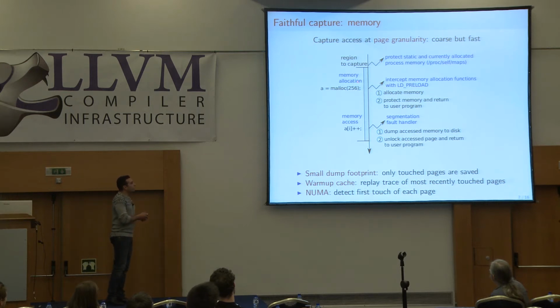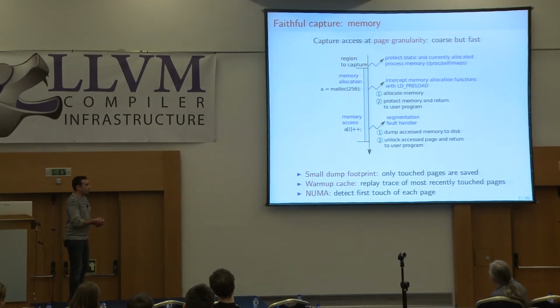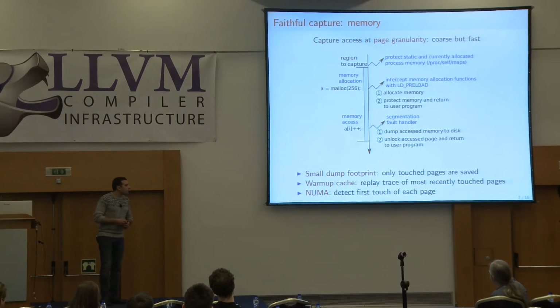How does it work? Before capturing the region you want to extract, just before, we protect all the memory allocated by the program. Then once in the region, if new memory is allocated, we intercept this allocation. We actually allocate the memory, but we protect the newly allocated pages. So when a memory access happens, it generates a segmentation fault since the memory is protected. And with our segmentation fault handler, we can deduce the address of the page that has been touched and save this page to disk. Finally, we unlock the page and return to the program, which continues its execution. So the dump footprint is small because we only dump touched pages.